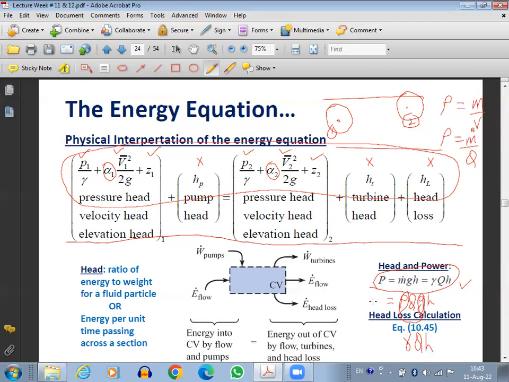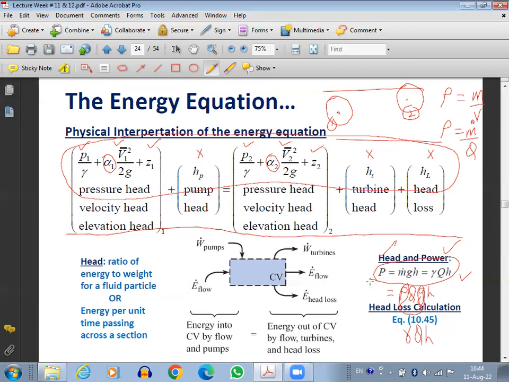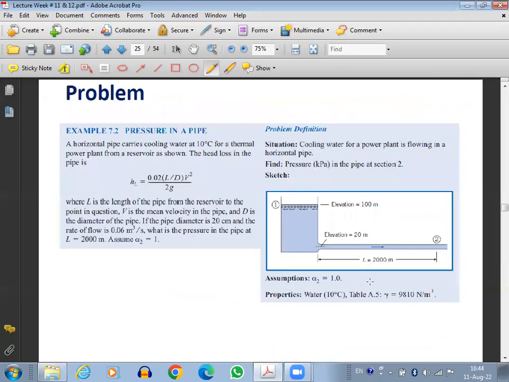How do we convert power into head? If the mass flow rate is given, this will be the formula. If the volume flow rate is given, this will be the formula. These two formulas will not be provided in the exam, so you have to memorize them. So far, is everything clear? I hope it is clear.